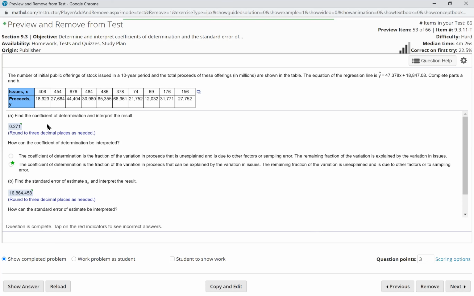Coefficient of determination, R squared. Okay, let's talk about this, guys. To find R squared, unfortunately, you still have to put this data in L1 and that one in L2 and go to stat, calc, number 4. Make sure your diagnostic is on.